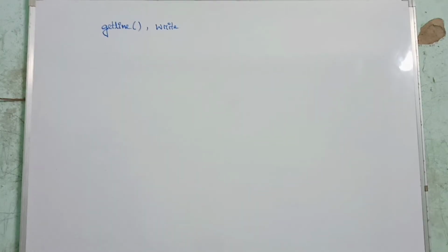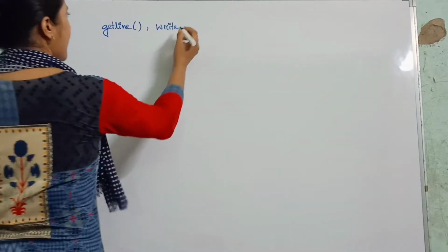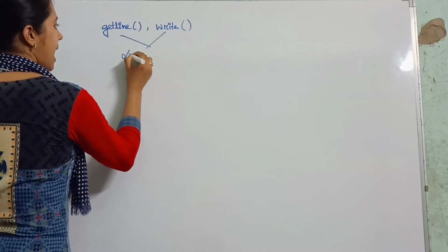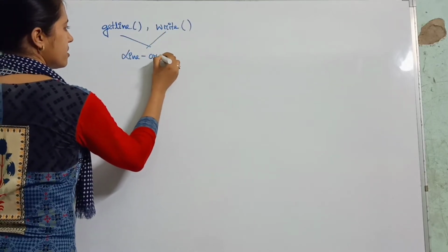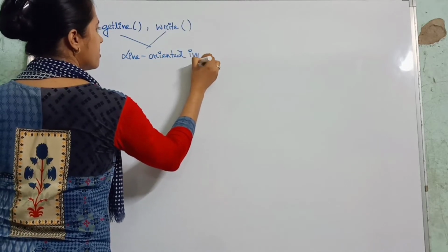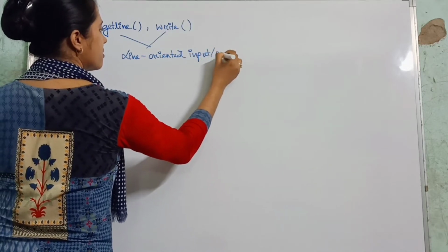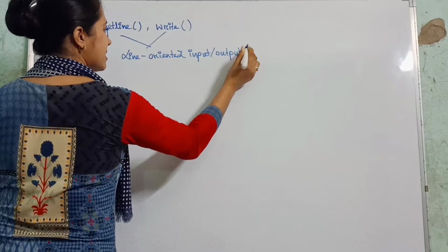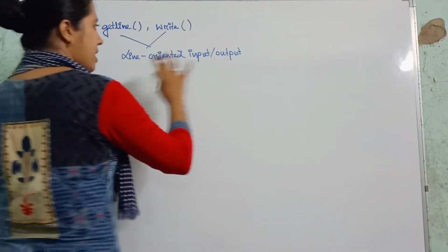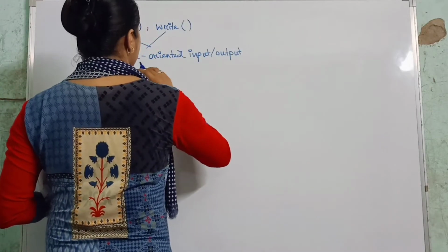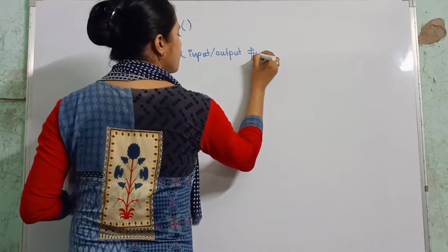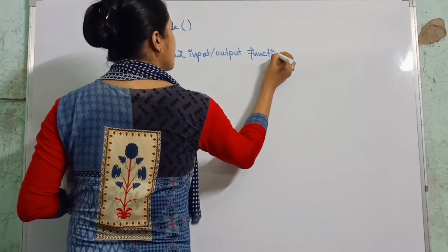Now you see, next we are going to get getline and write functions. These are line oriented input output functions. Okay? Means one line consisting of various words. One line of text it will accept. Okay? Line oriented input output functions.